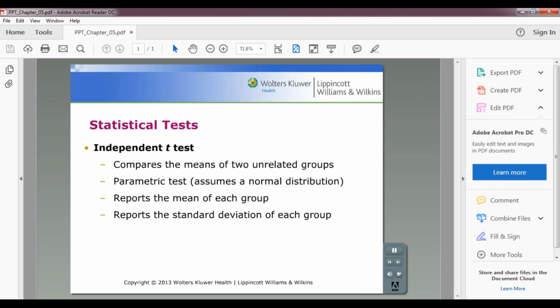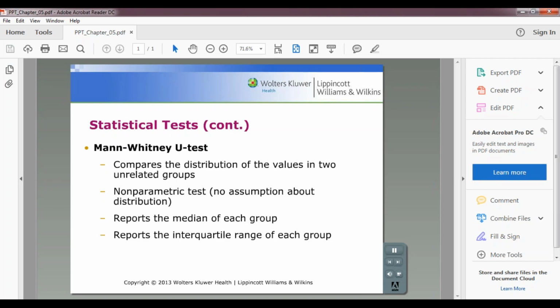So the independent t-test compares the means of the two unrelated groups. Remember, it's the mean differences. It's parametric. Remember our definition for parameter. That also is derived within this idea of what a parametric and non-parametric test is. It's essentially used to report the means of each group and also the standard deviation is factored in.